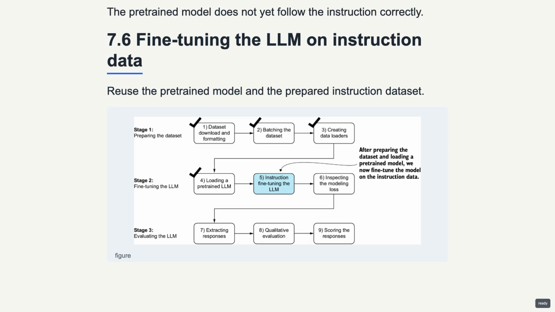The figure organizes the workflow into stages, and the important idea is that the final step uses the pre-trained model together with the instruction dataset. That is where the generic model starts adapting toward instruction following behavior.